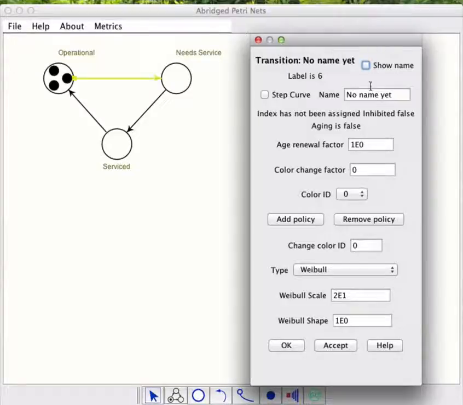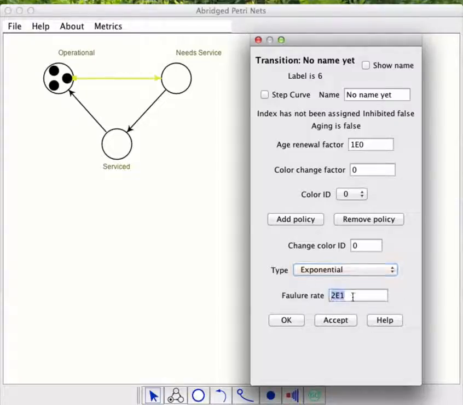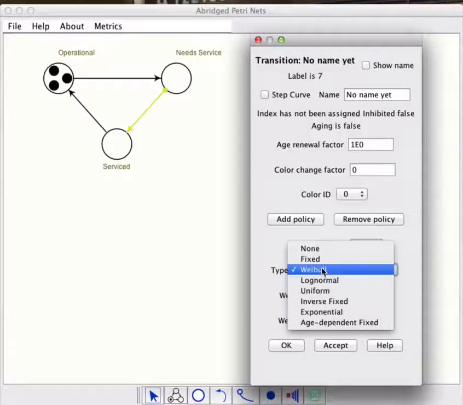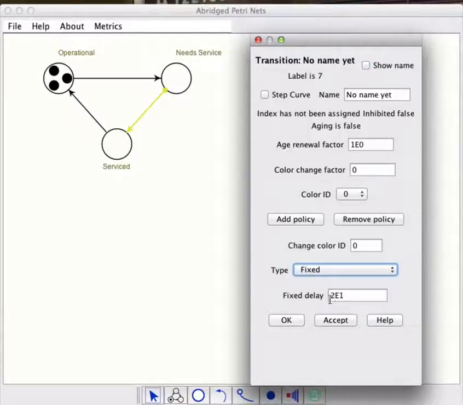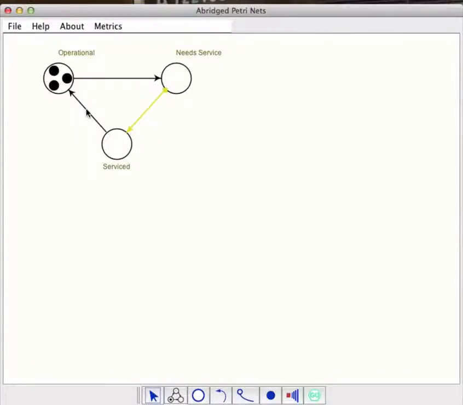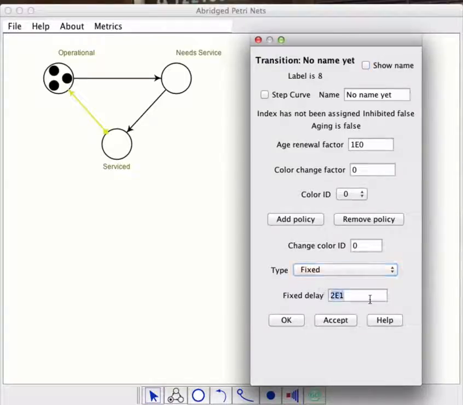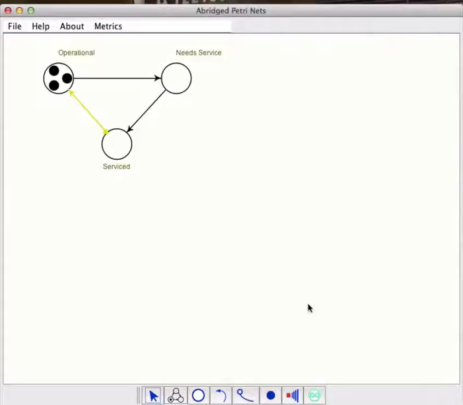properties for each transition. So let's say for this transition we will select exponential, and let's say we'll choose the transition rate here. Transition from need service to service we will make instantaneous, so we'll select a very small fixed delay here. And finally, for servicing, we just say that it will also be fixed, and the value will be, for simplicity, let's say 5 hours or 5 units, whatever units we're using at the time.